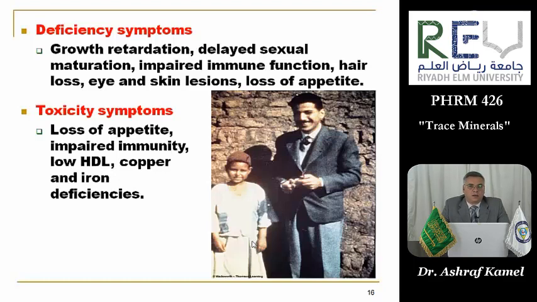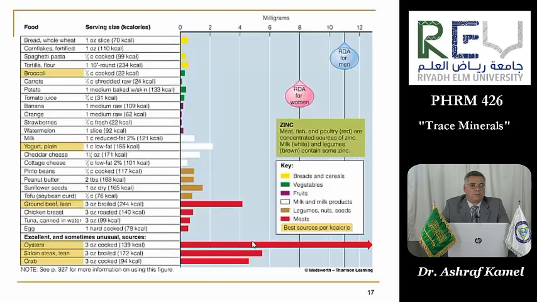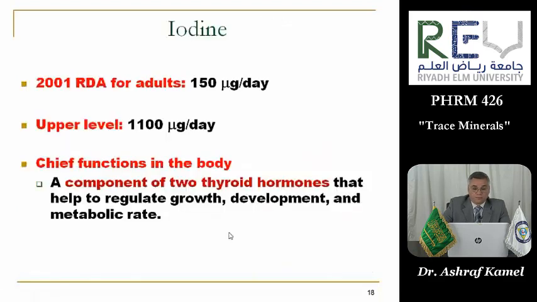Toxicity gives manifestations like loss of appetite, impaired immunity, low HDL cholesterol, copper and iron deficiencies. The sources in foods of zinc: we find significant sources in the broccoli, in yogurt, especially the plain yogurt, ground beef and lean meat, as well as in oysters, lean, and crab, the seafood in general.